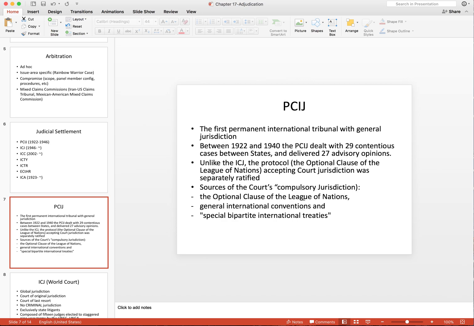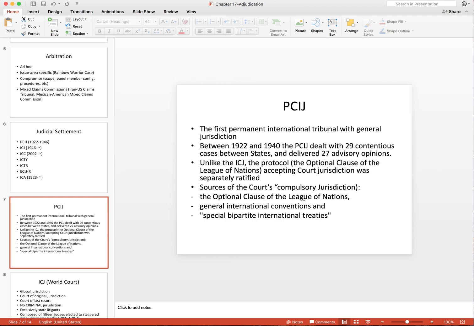So we're just going to talk about the PCIJ and the ICJ as really the two more well-known judicial settlement mechanisms in international law. The PCIJ, the Permanent Court of International Justice, was the first permanent international tribunal with general jurisdiction. Between 1922 and 1940, the PCIJ settled 29 contentious cases between states and delivered 27 advisory opinions.